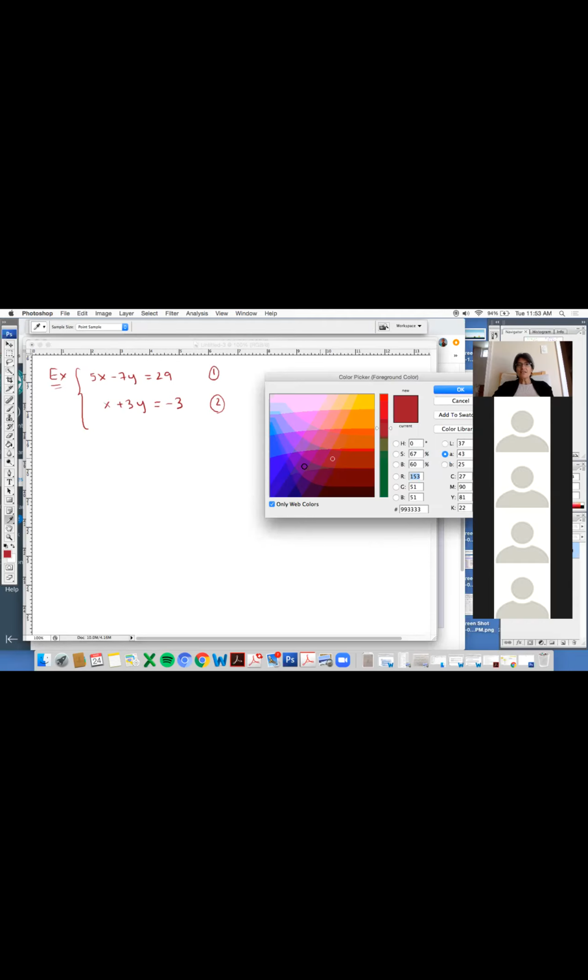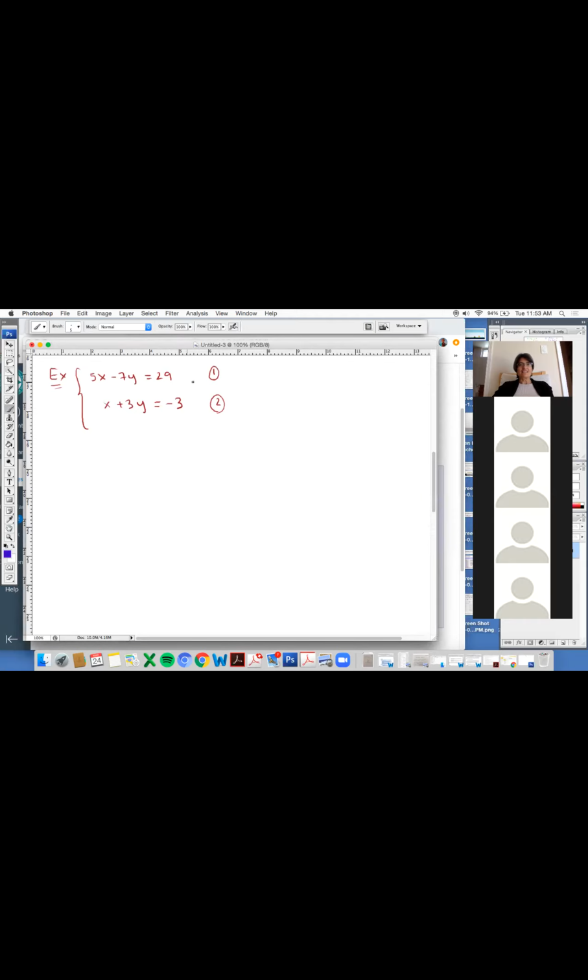Okay, so at the beginning, you're making some decisions. You're checking out your variables, and you're comparing coefficients. For the x, I have 5x and 1x. For the y, I have -7y and 3y. So at the beginning, I'm asking which one would be easier to match up, whether it would be easier to match up the x coefficients or the y coefficients. My goal is to get the coefficients to be opposites, same number but opposite sign.